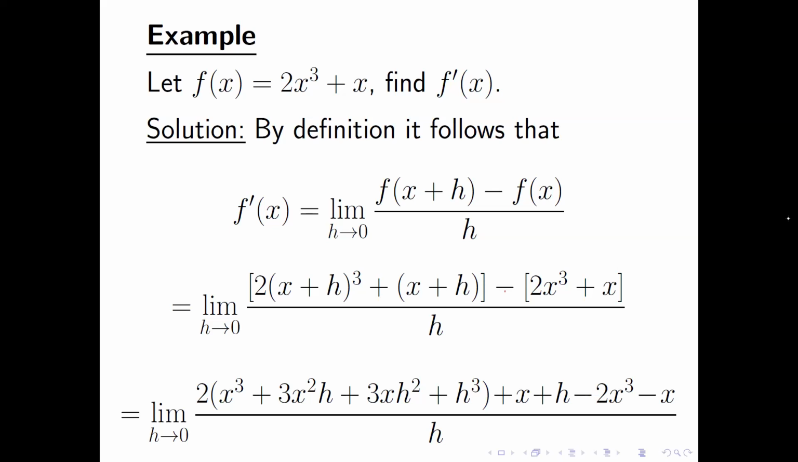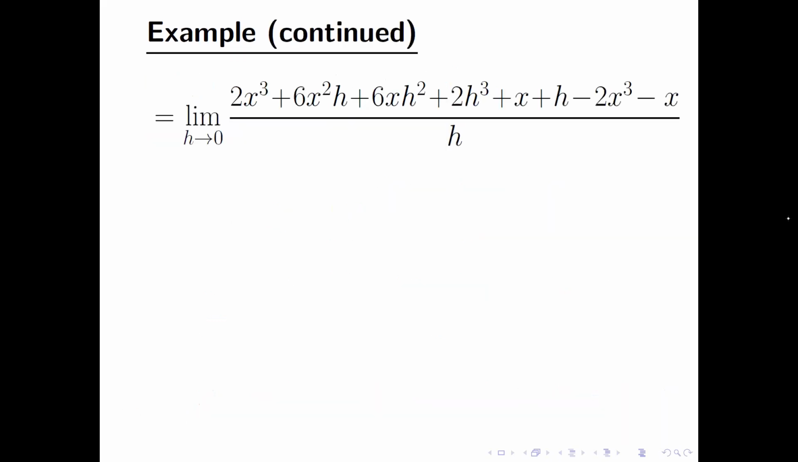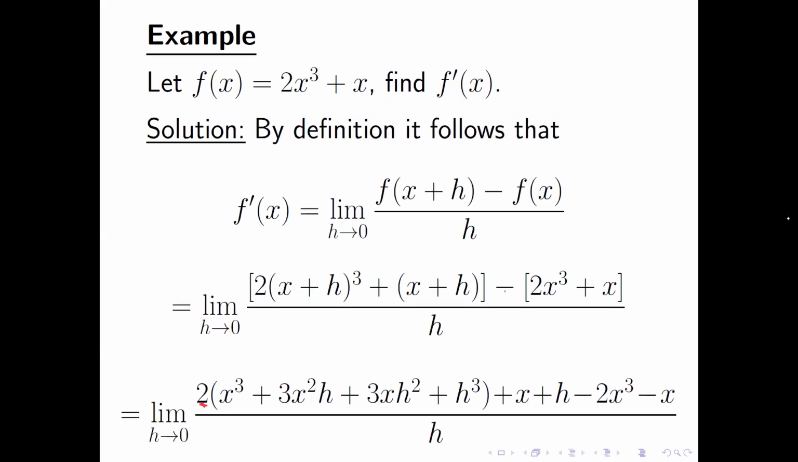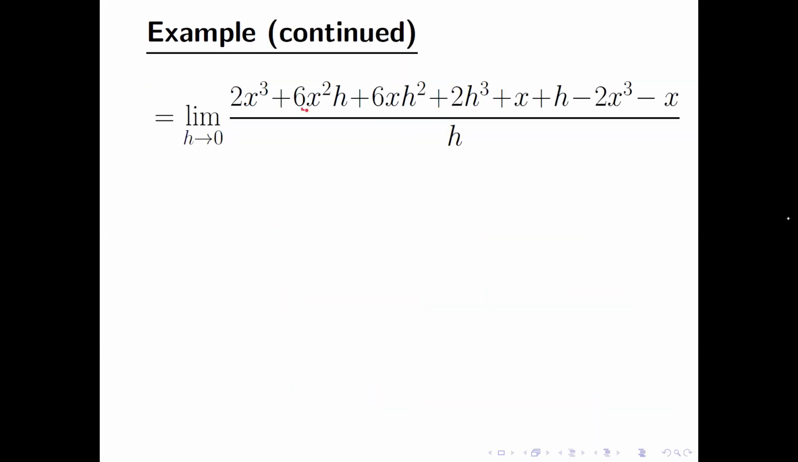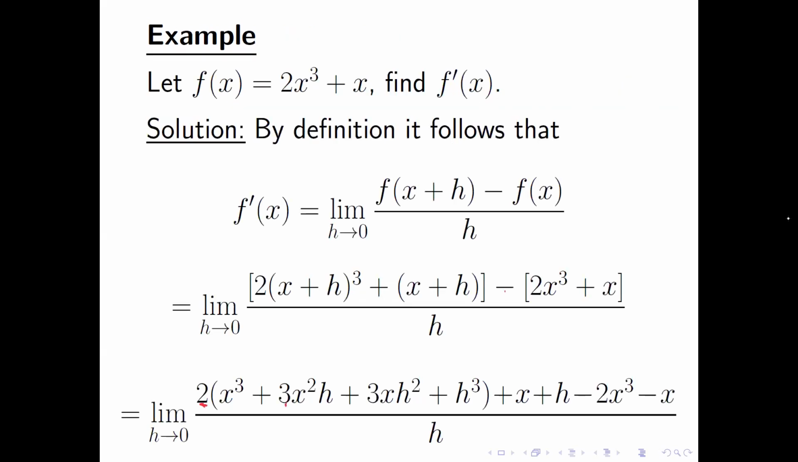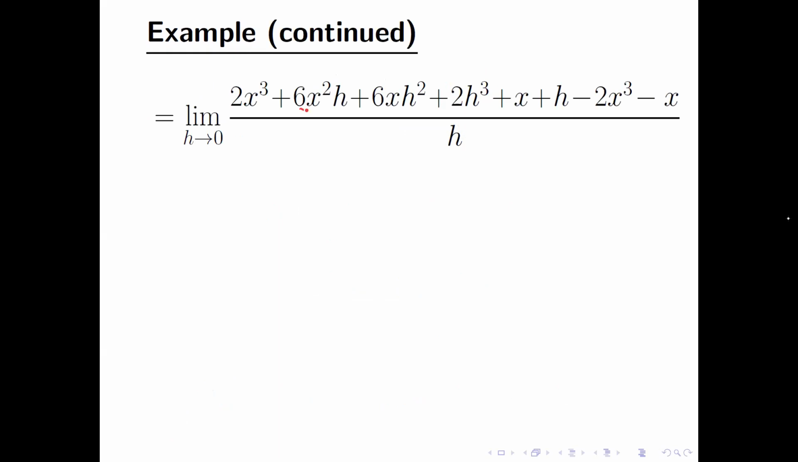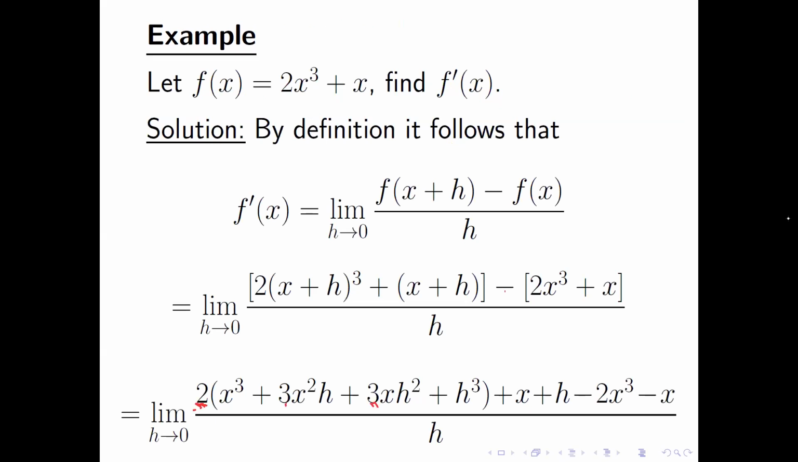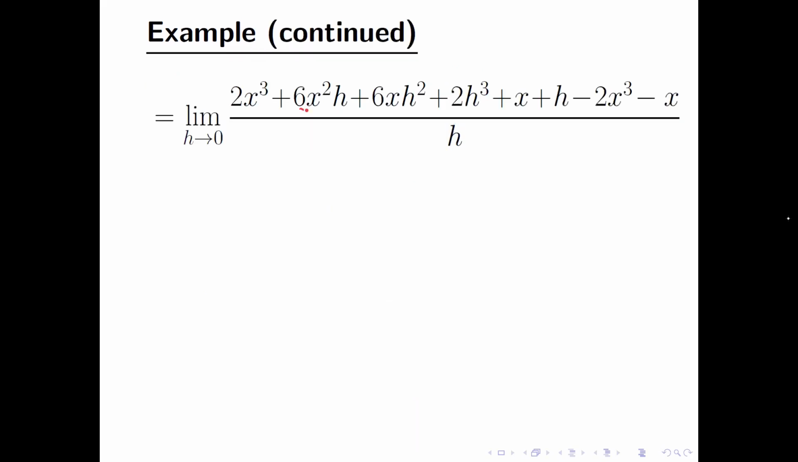So now from here, we can remove this parenthesis by multiplying throughout by 2. So we get 2x cubed plus 6x squared multiplied by h, plus 6x multiplied by h squared, and 2 multiplied by h cubed, we get 2h cubed, plus x plus h minus 2x cubed minus x.